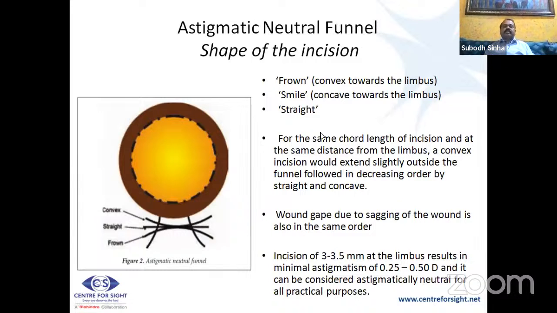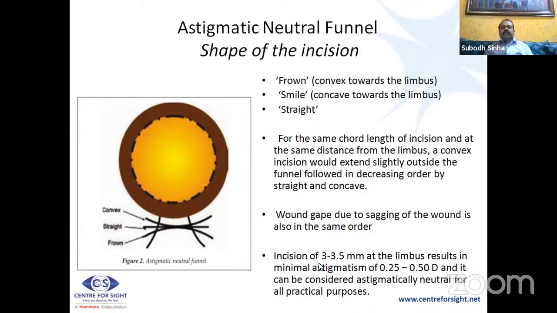Now the shape of incision, again, it can be frown incision, frown to the surgeon, it can be smile like this, and it can be straight. If we look at the surgically induced astigmatism, different studies say that there is more astigmatism in convex incision, followed by less in straight and minimum in frown incision. This is due to the fact that the sagging of the wound is less in frown incision.